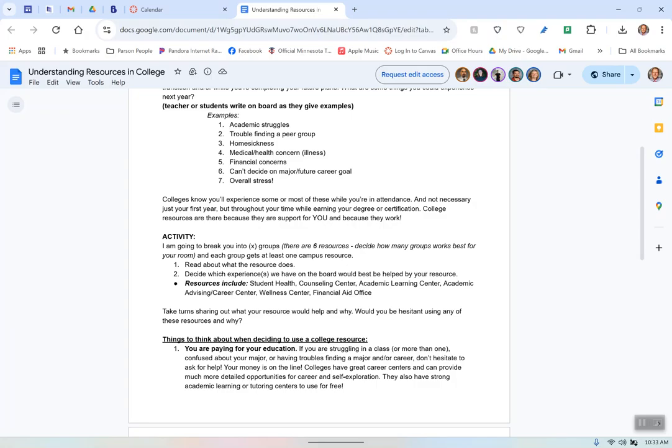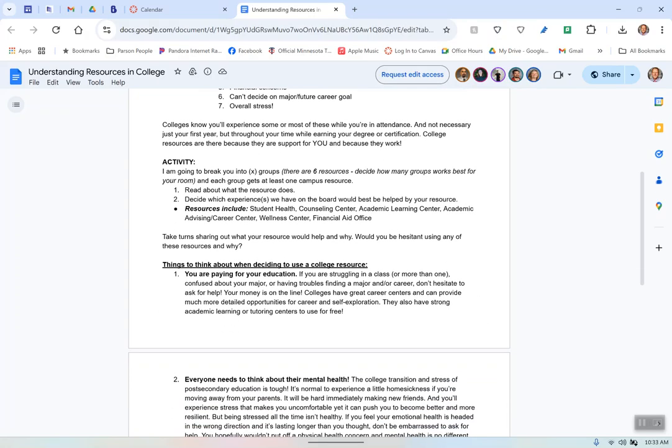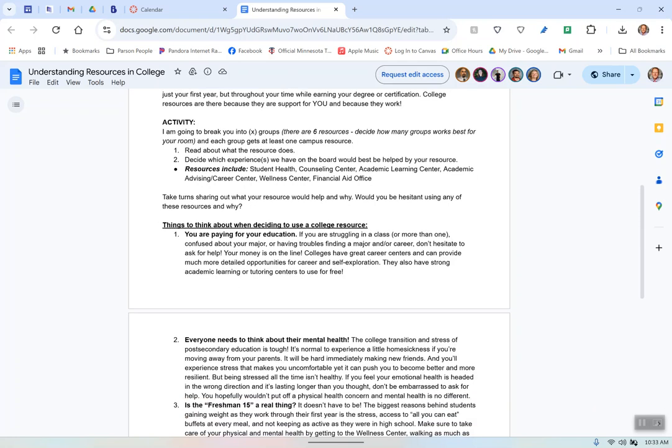A little bit. Okay. So, guys, it says colleges know you'll experience some or most of these while you're in attendance, and it's not necessarily just in your first year. It can happen through your junior, senior year, but whatever. Throughout your time while you're earning your degree or certification, college resources are there because they want to support you and because they work, okay? Mrs. Chris has got a short activity she wants you to do.